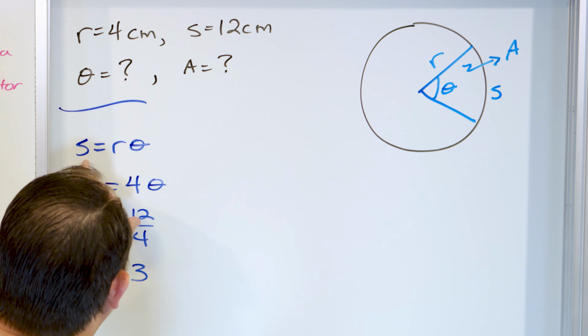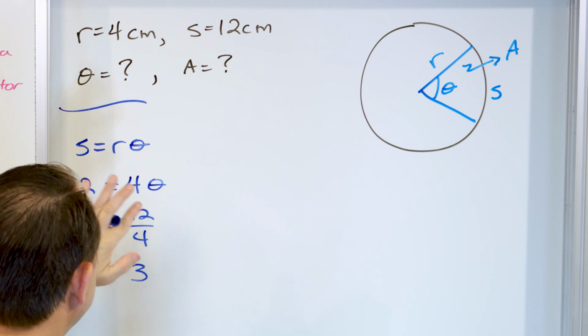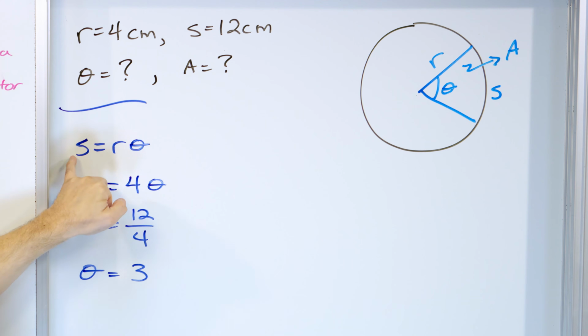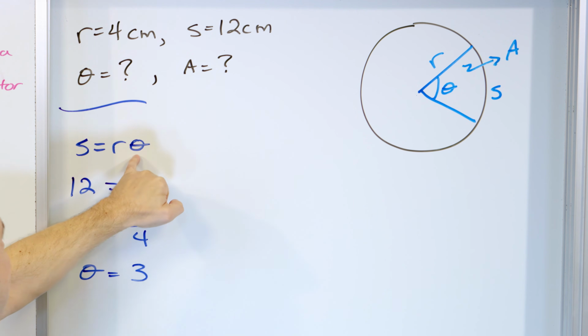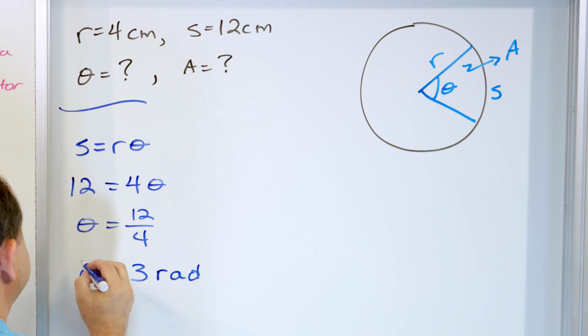Well, the arc length is in centimeters, the radius is in centimeters, so these are compatible units. We don't have to convert anything. And so when we have these compatible units, we know that the angle is going to come back in radians. So it works out to exactly 3 radians.